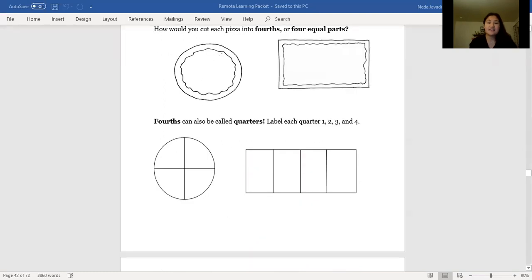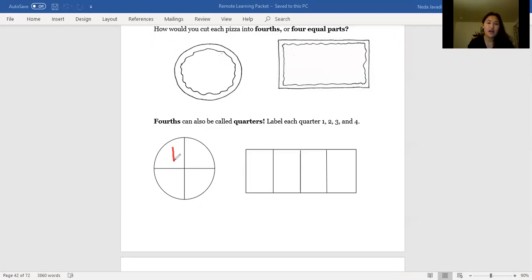Let's read this next part together. It says, fourths can also be called quarters. Read that sentence one more time. Fourths can also be called quarters. Label each quarter 1, 2, 3, and 4. So we are going to label each quarter. We're going to label each, good job, 1, 2, 3, and 4. Pause the video and do it on your own. Nice job. Let's do it together.